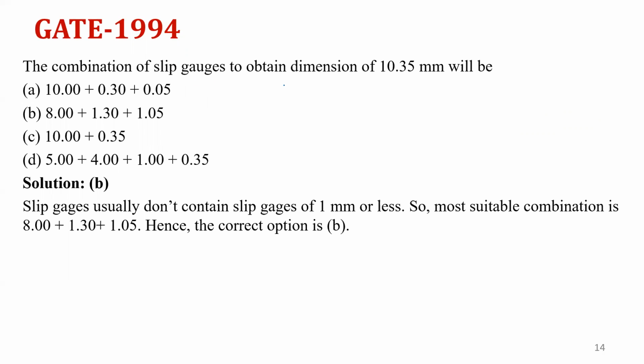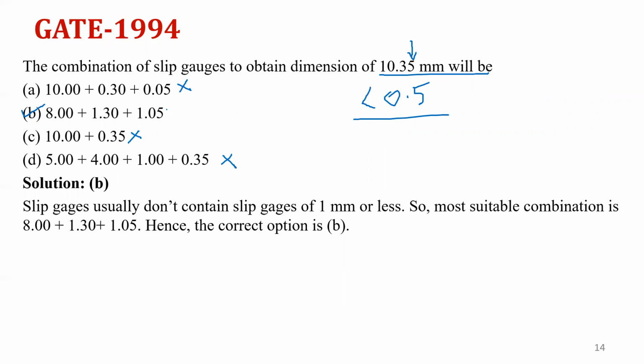The combination of slip gauges to obtain a dimension of 10.35 mm will be: we can eliminate the answers by remembering this. No slip gauge thickness is less than 0.5 mm in any slip gauge box. So this statement is wrong, this answer is wrong, and this is also wrong. So the correct option is B. Otherwise we have to do this: start with the last digit and then choose.